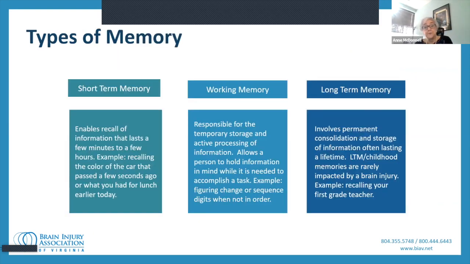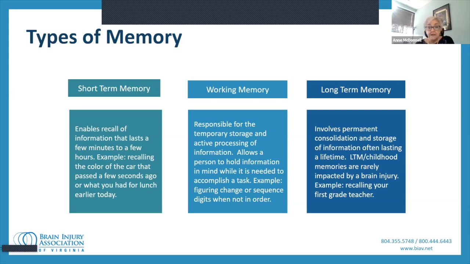So let's talk about a couple of different types of memory. Short-term memory allows us to remember that phone number or that code we've gotten on our phone, multi-factor authentication, or even the color of the car that passed you just a second ago. It's very short. It's stuff that you don't necessarily commit to long-term memory or perhaps even working memory because you only need it for a very brief period of time.